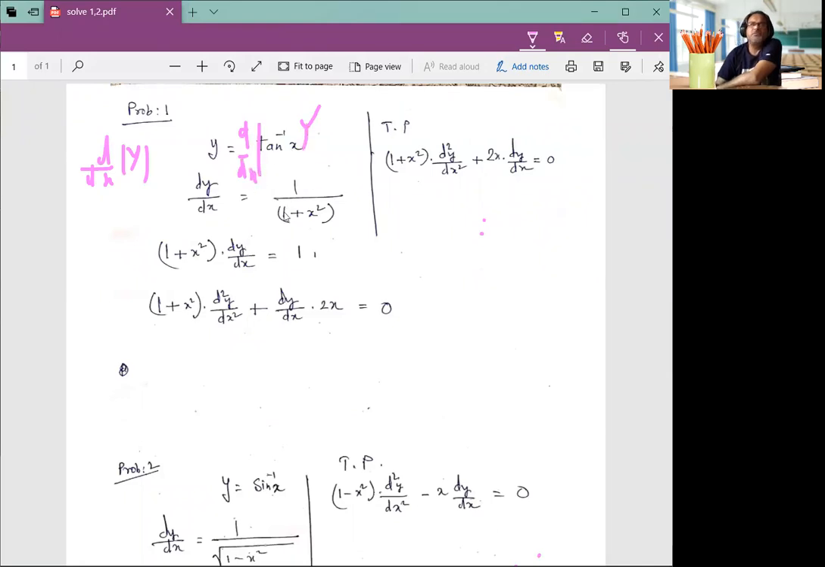Now you recall what was the derivative of tan inverse x? See your formula, 1 by 1 plus x square. So this 1 by 1 plus x square is the first derivative. That is, you are getting the first derivative, y1, something like this.